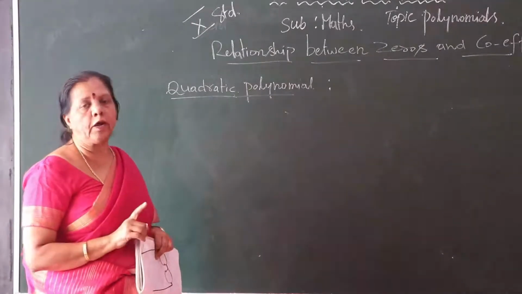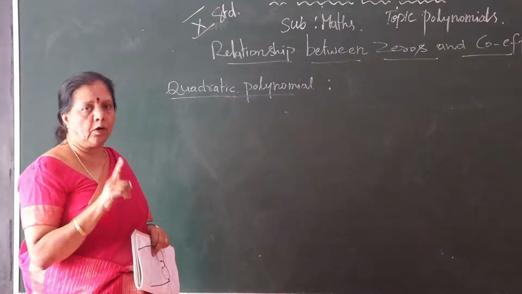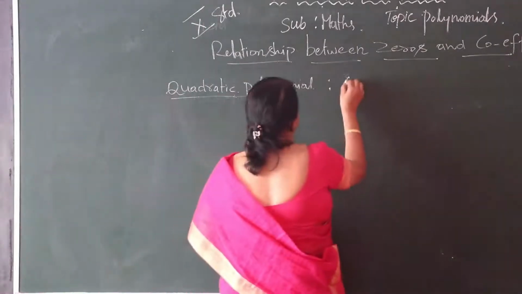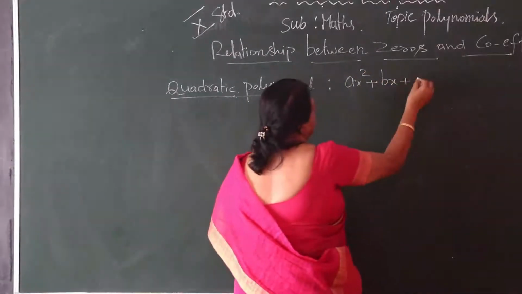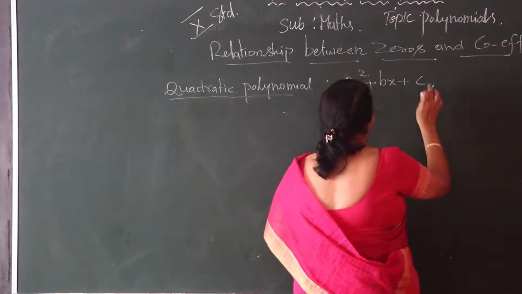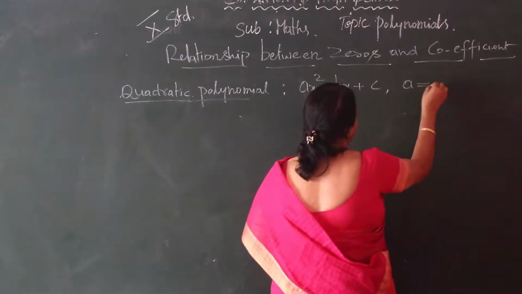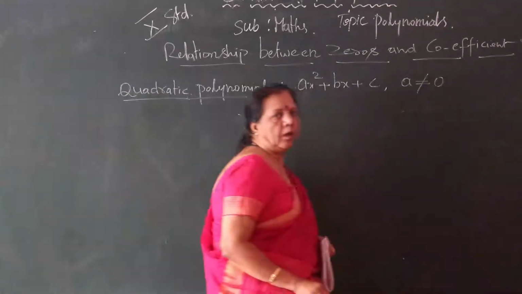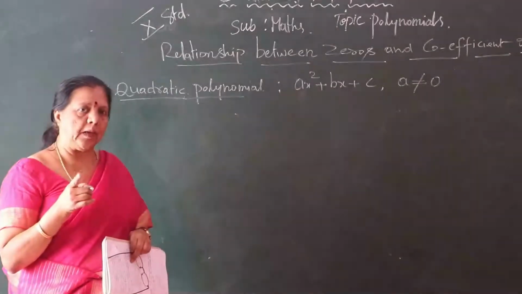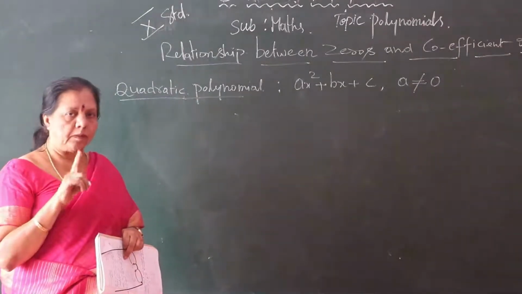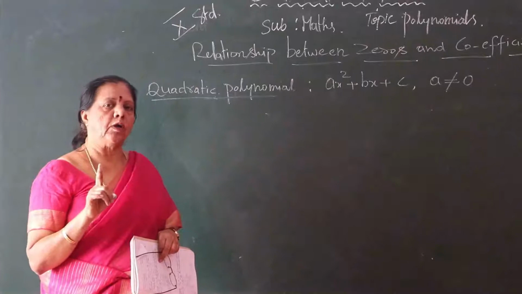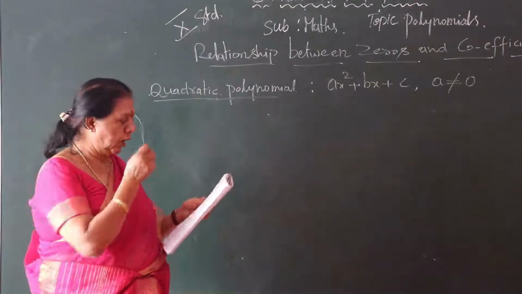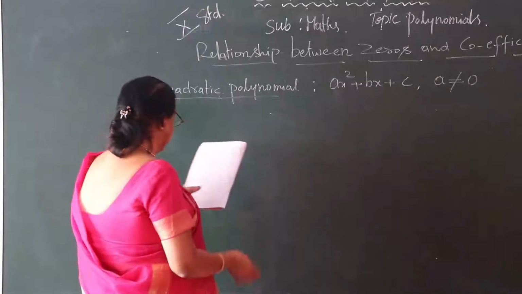Quadratic polynomial. The degree of quadratic polynomial is 2. That is the standard form: ax square plus bx plus c, where a is not equal to 0. See here the same thing. In the previous one it was ax plus b, here it is ax square plus bx plus c, a is not equal to 0. Okay, so now let us pass on to splitting the middle term.